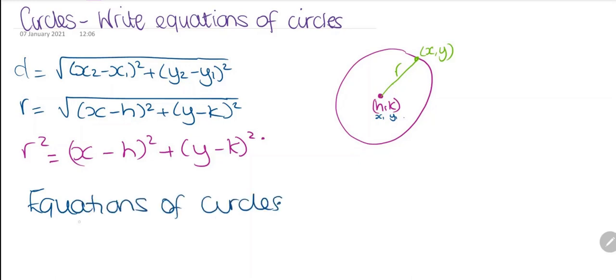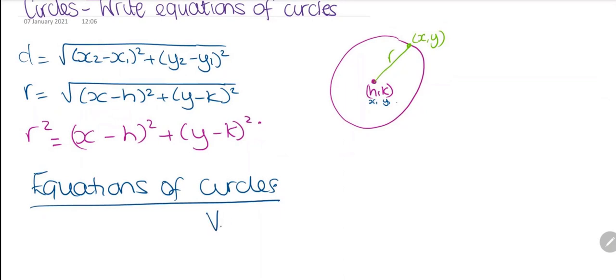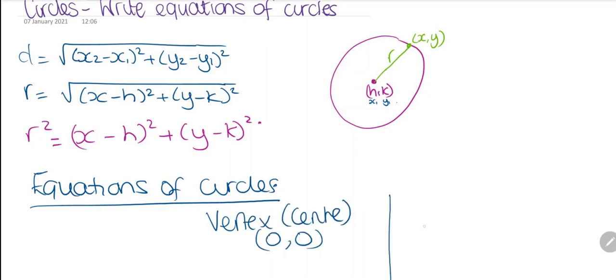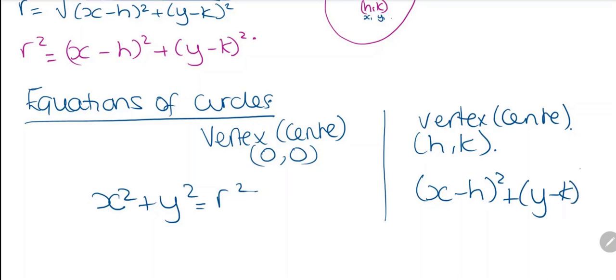So when our vertex, the center, is at 0, 0, or when our vertex, the center, is being translated by h, k, this is the equation that we're going to use. The radius will be the same, but we'll have x squared plus y squared is r squared when our vertex or center is at 0, 0, the origin. And then if it's been translated by h and k, we'll have x minus h squared plus y minus k squared is r squared. So this is what we need to remember.